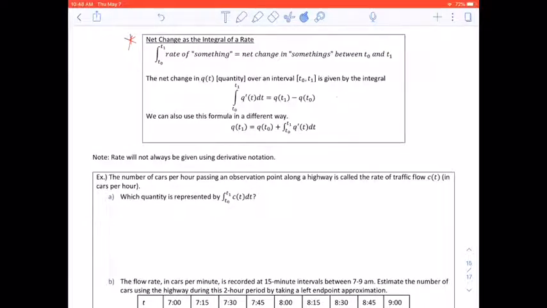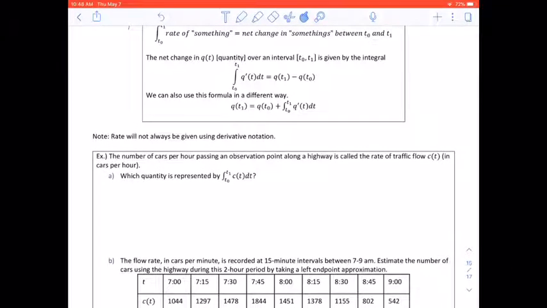The net change in q of t, the quantity over an interval of t0 to t1, is given by the integral. The integral from t0 to t1 of q prime of t dt is equal to q of t1 minus q of t0. We can also use the formula in a different way, and it's rewritten down below, moving around those terms. Note the rate will not always be given using derivative notation.